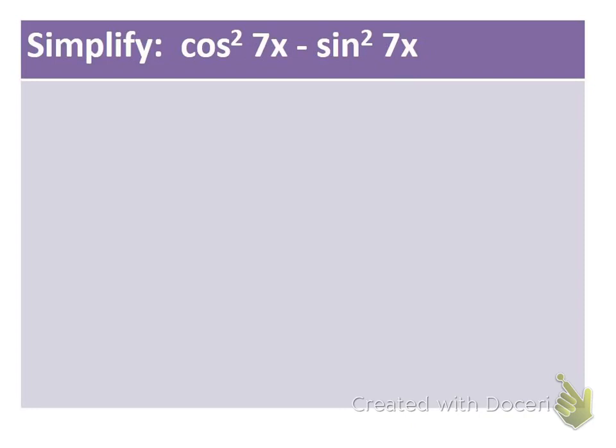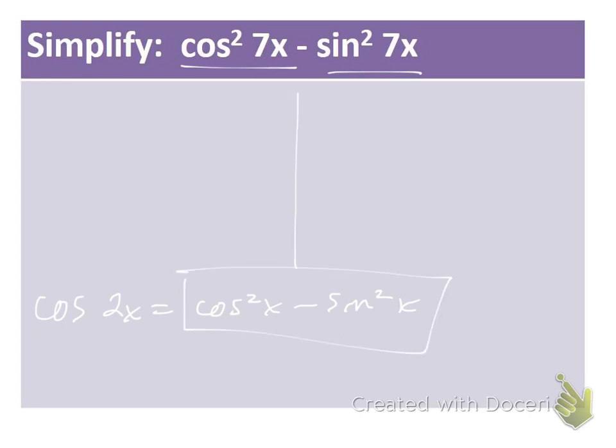We want to simplify that, right? So rewrite it in a little bit simpler terms. And here's what we need to do. Since we're subtracting cosine squared and sine squared, that is one of our formulas. It is the formula that says cosine of 2 times the angle equals cosine squared minus sine squared of the angle. So to rewrite it, this looks a whole lot like this.